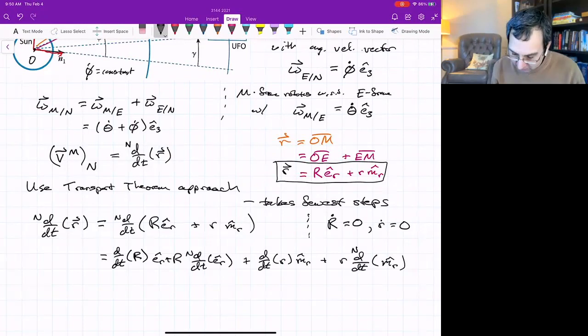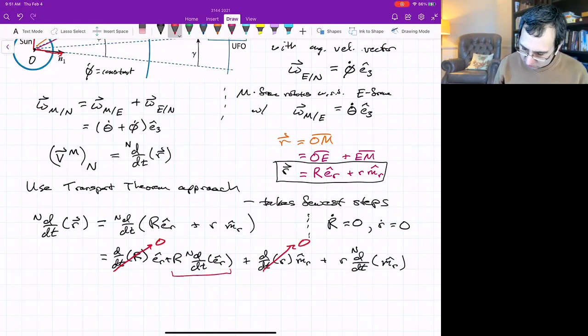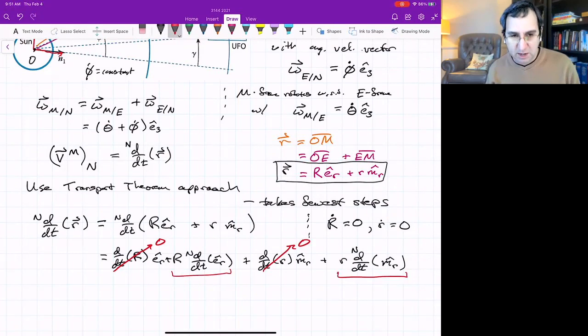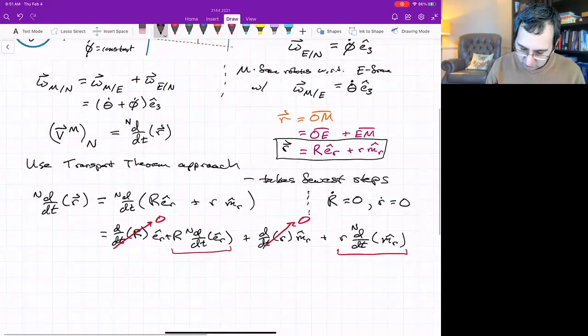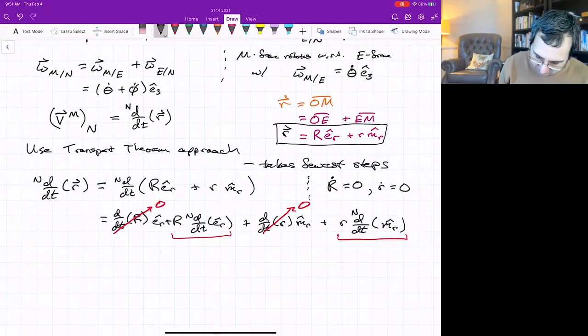You might be saying, why am I not taking the derivative with respect to the N frame of a scalar? Because when you're taking the derivative of scalars, it does not matter what the frame is. So we can just drop that. And this is 0, and this is 0. So we're just left with these two terms. And notice what the main things are: taking the derivative with respect to the N frame of some unit vectors.